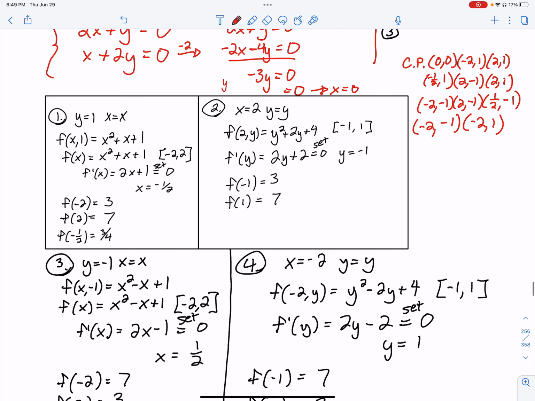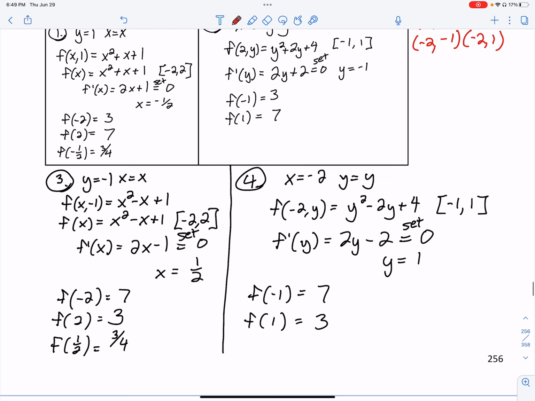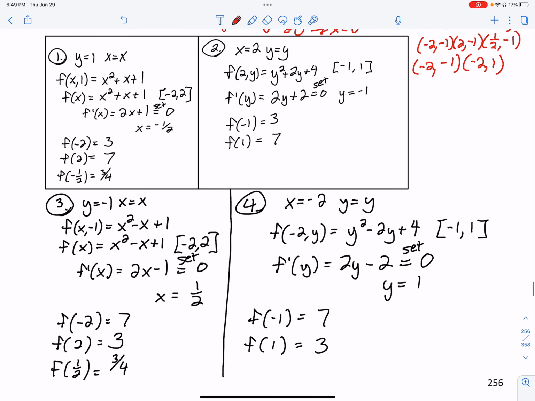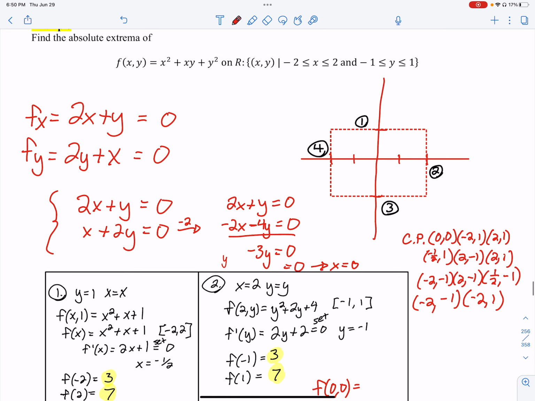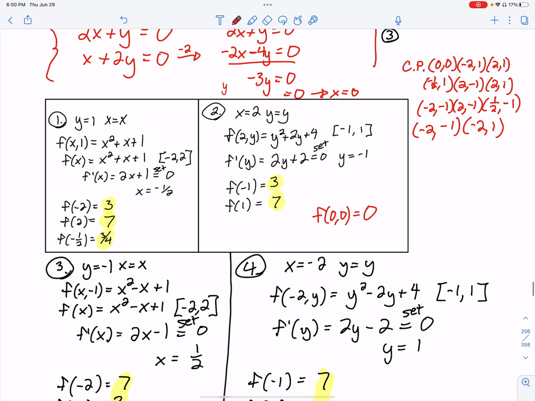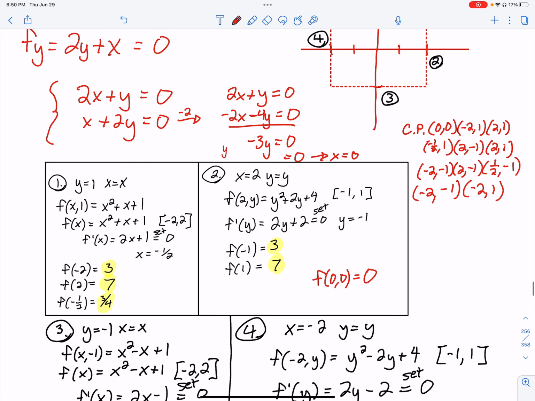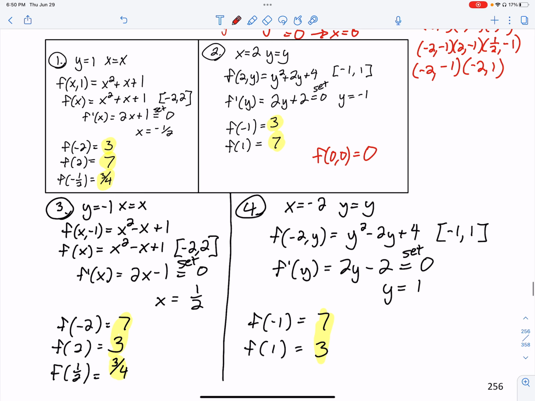So I will need to check all of those points, but we have all of the outputs. I just didn't write down my repeating ones. So here are all my outputs. I got a 3, a 7, a 3/4, a 3, a 7, 3, a 7, a 3/4, a 3, and a 7. That's almost all my points. The only one that we haven't checked would be f of 0, 0, which is that first point. Well, if I go up to my function, I plug in 0, 0, I get 0. Okay, so that's what we get for all of those.